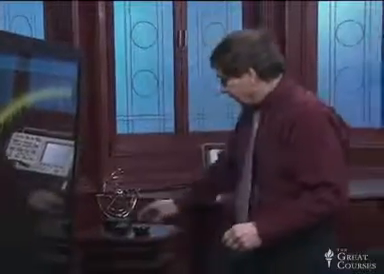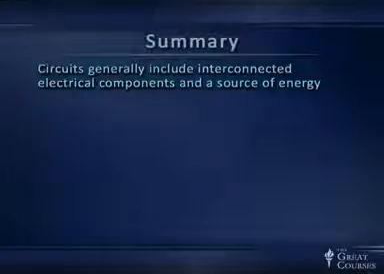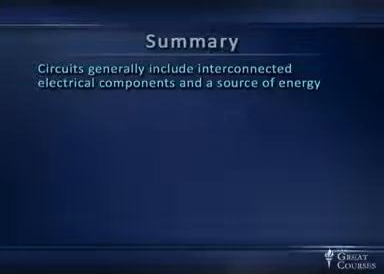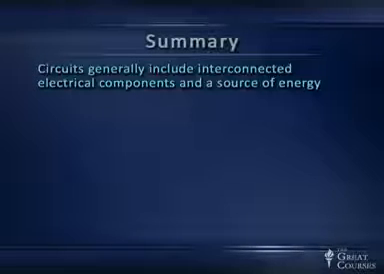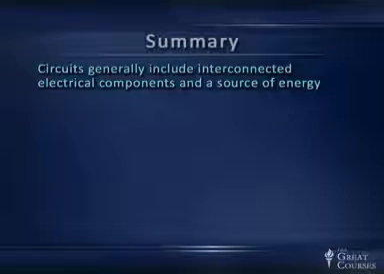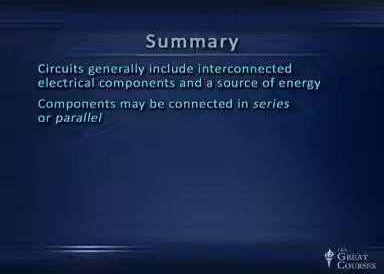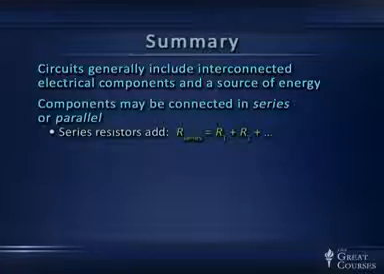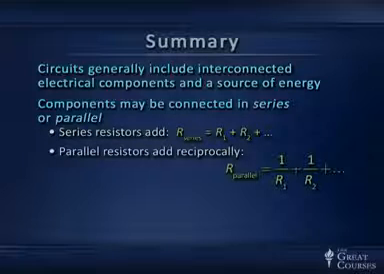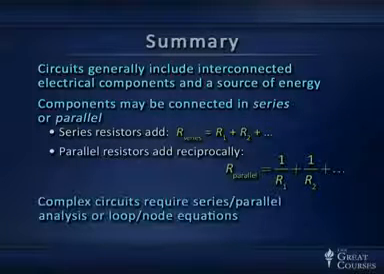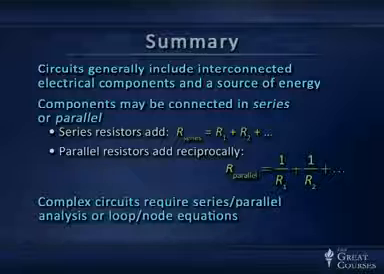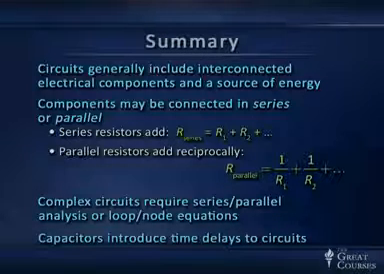Okay, so let's take a look now at what we've seen in lecture number 33. And let's summarize it. We've looked at electric circuits. They generally include interconnected electrical components and a source of energy. The components can be connected in series or parallel. We've shown that series resistors add, parallel resistors add reciprocally. Complex circuits require more complicated analysis, and capacitors introduce time delays into circuits.